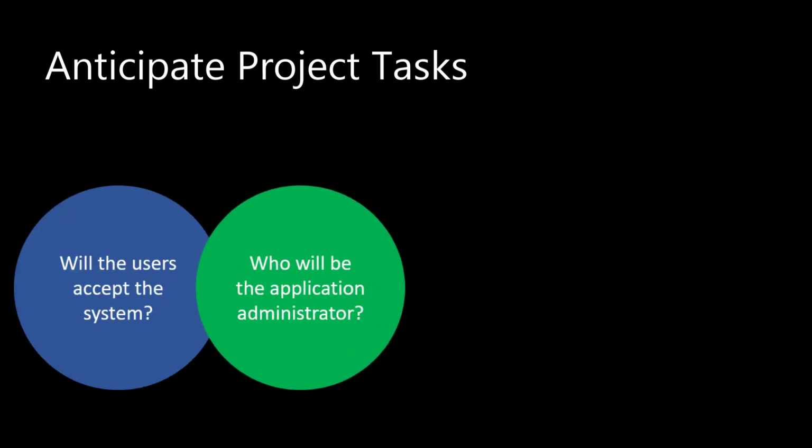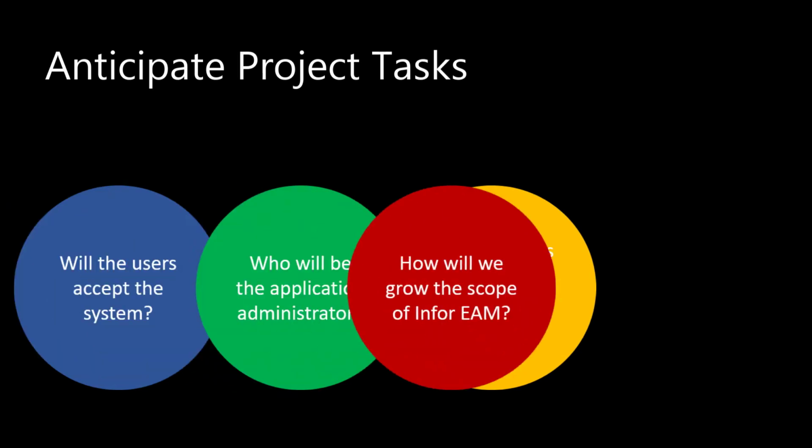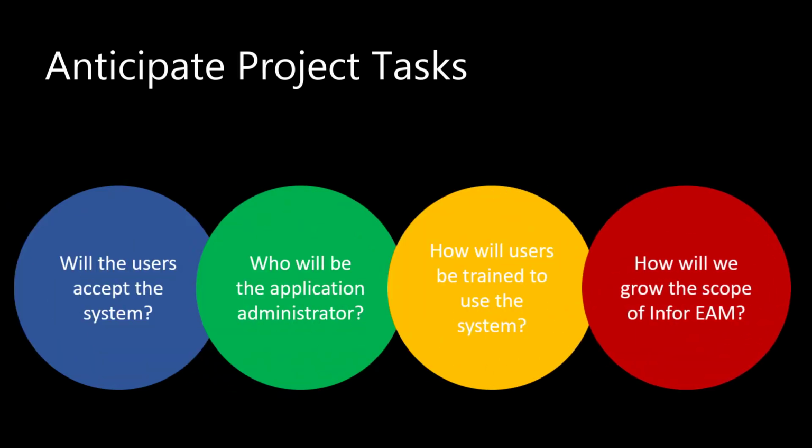When you implement Infor EAM, you will hit obstacles along the way, such as helping your group adopt and own the new system, maintaining the software during and after the implementation, teaching end users how to use the system for daily tasks, and even expanding use of the software, including new functions or even new locations.